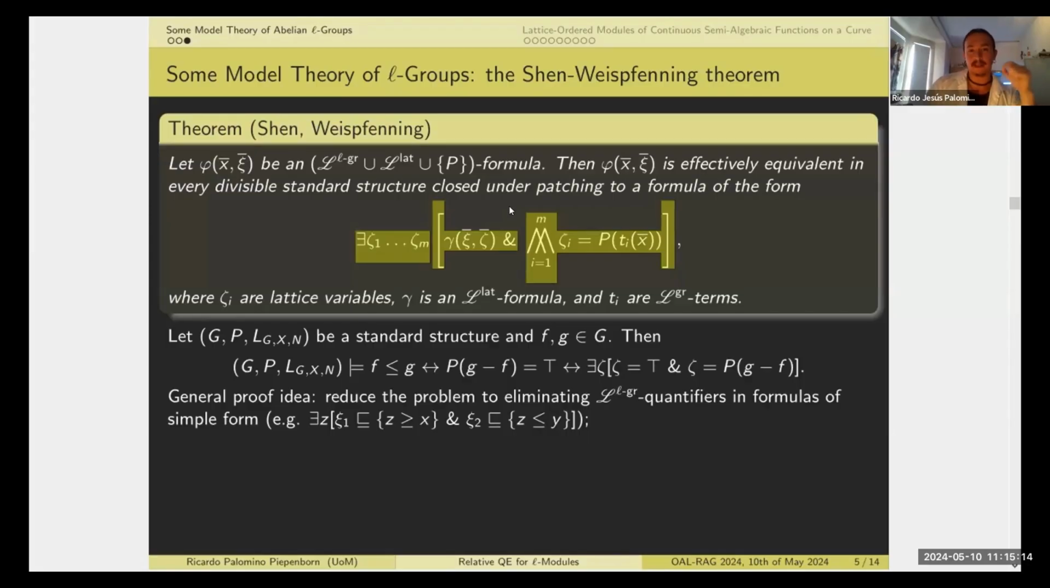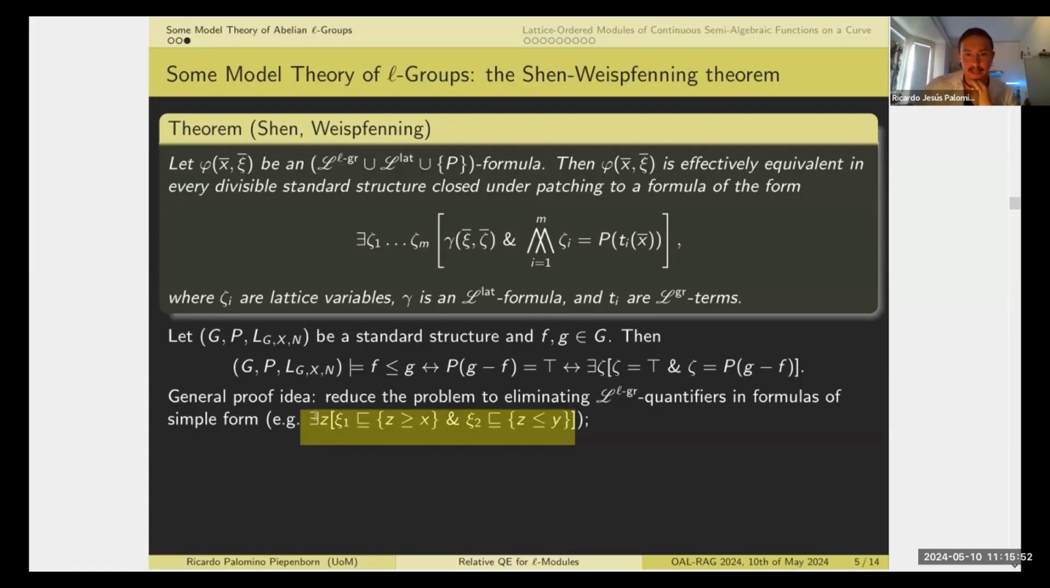So the statement can also be translated by saying that in every divisible standard structure closed under patching, every formula is equivalent to one without quantifiers over the L group sort. Good. So the general proof idea is to show that essentially you're given a general formula, and you want to show that you can eliminate the quantifiers over the L group sort. Okay, so you do the usual thing of showing that it actually suffices to eliminate L group quantifiers in formulas of very simple form, like the formula that you see here in the slide.